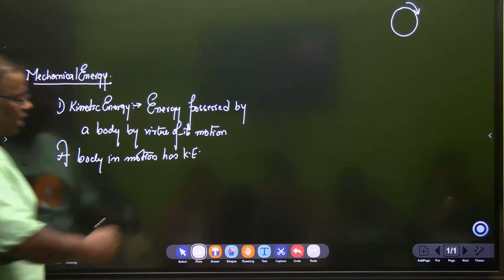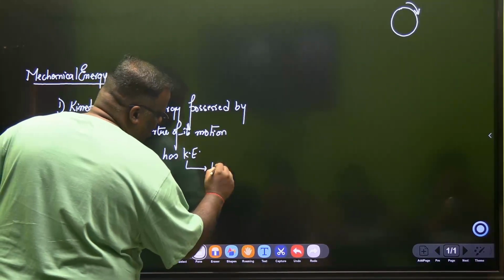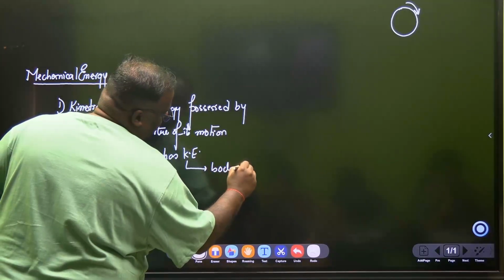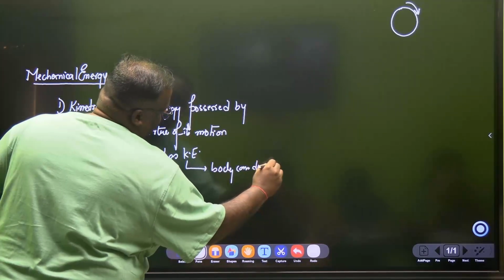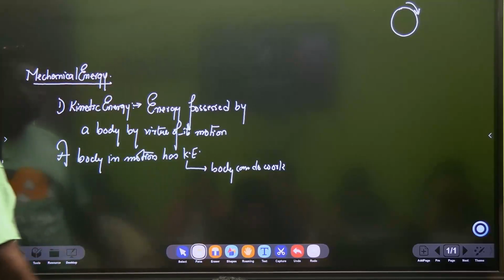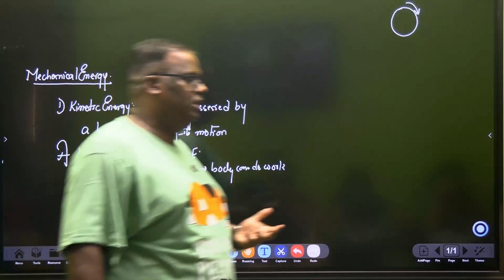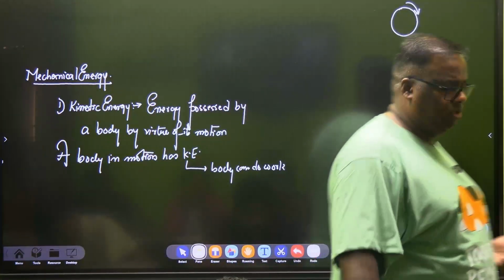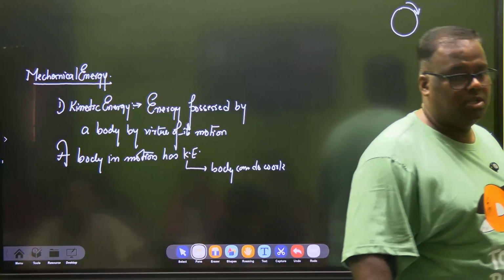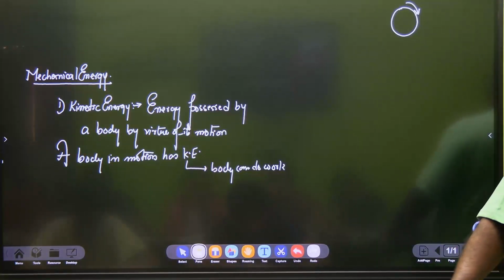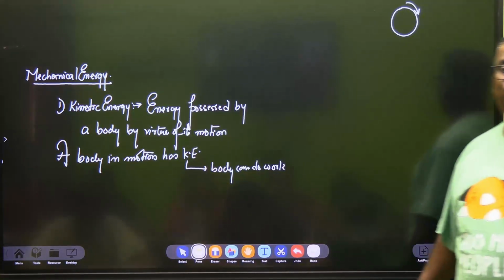And if you have kinetic energy, then the body can do work. What did we understand for work? A body can do work if a body has got energy in it. So if you are having kinetic energy, then you should be able to do work. Now comes our job of deriving an expression for kinetic energy. How to find out?